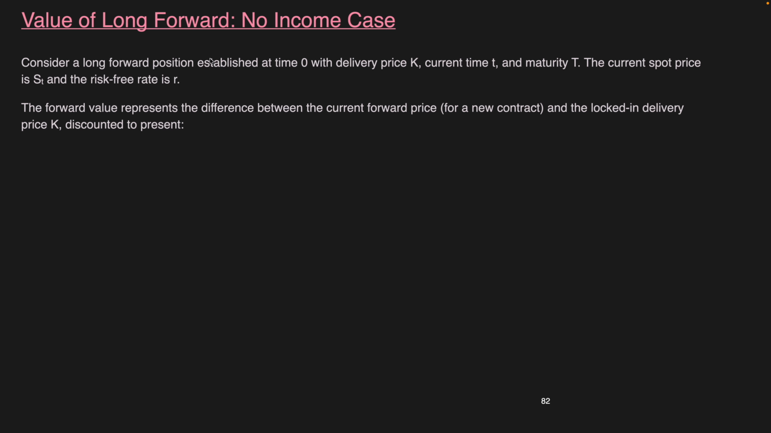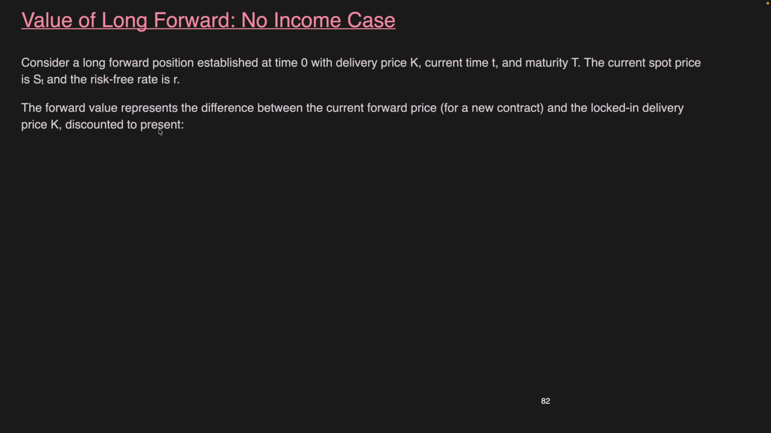The current spot price is ST. If we say that the current time is 1 month from the initiation of the contract, then ST will be S1, that is, 1 month has completed. So the spot value after completion of 1 month of the forward contract is ST, and the risk free rate is r. The forward value represents the difference between the current forward price and the locked in delivery price K discounted to present. It is so simple.